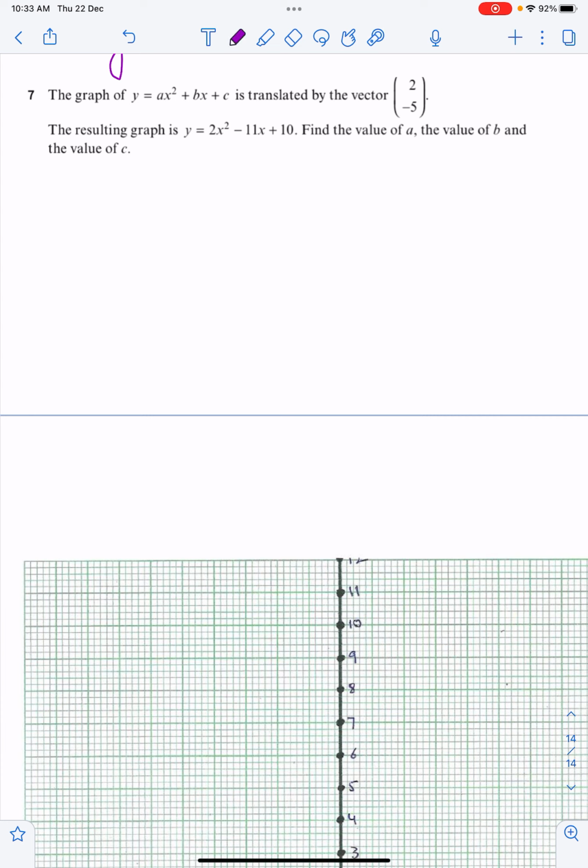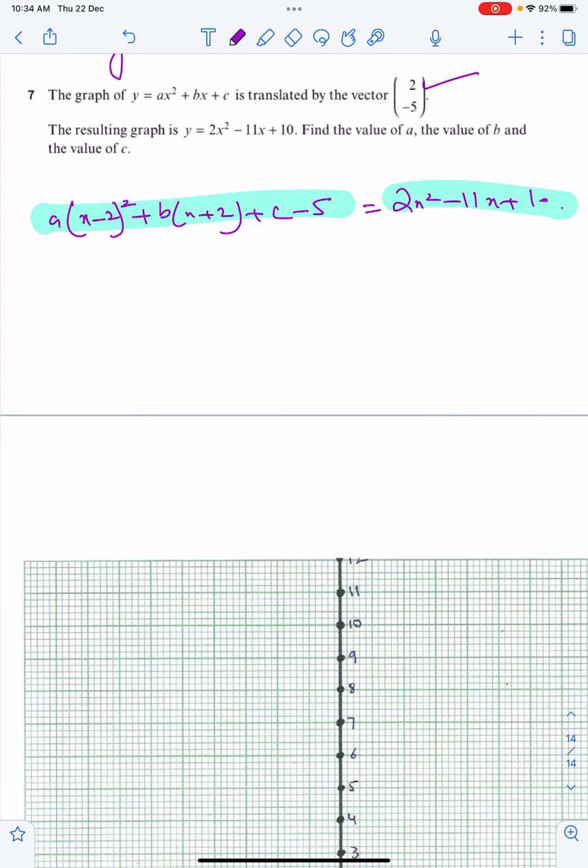Okay, so the resulting graph is 2x squared minus 11x plus 10. We know there is a movement of 2 units onto the right, so in place of every x I am going to put x minus 2, and this is a vertical movement of −5, so I have to subtract 5 from here. Now I am going to compare this side with this side and get to the answer.